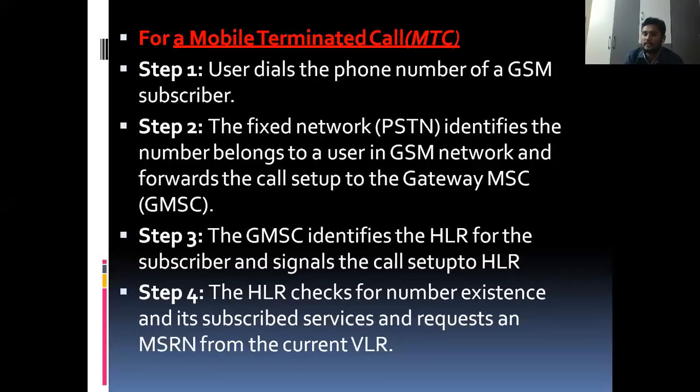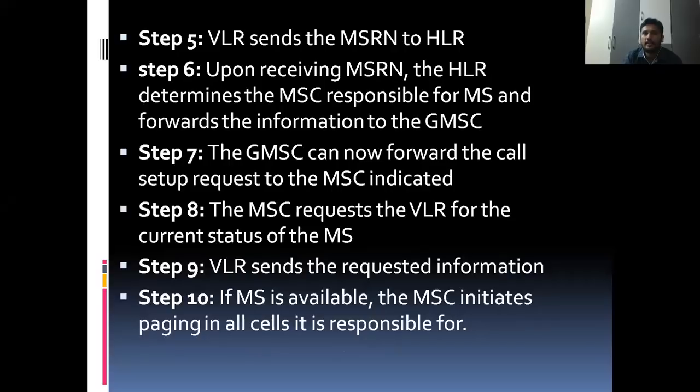VLR stands for Visitor Location Register. In step 5, the VLR sends the MSRN to the HLR. In step 6, upon receiving the MSRN, the HLR determines the MSC responsible for the MS and forwards the information to the GMSC. In step 7, the GMSC can now forward the call setup request to the MSC indicated. In step 8, the MSC requests the VLR for the current status of the MS. In step 9, the VLR sends the requested information. And in step 10, if the MS is available, the MSC initiates paging in all cells it is responsible for.